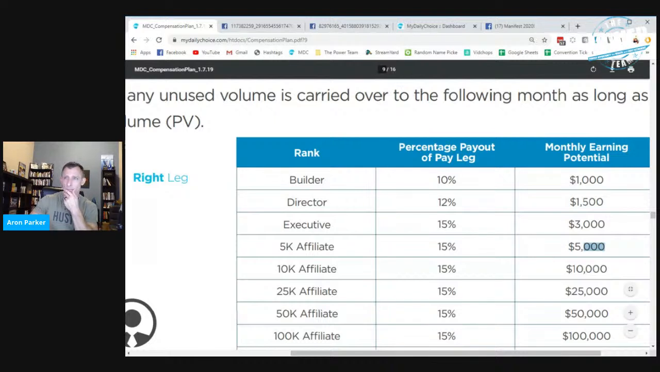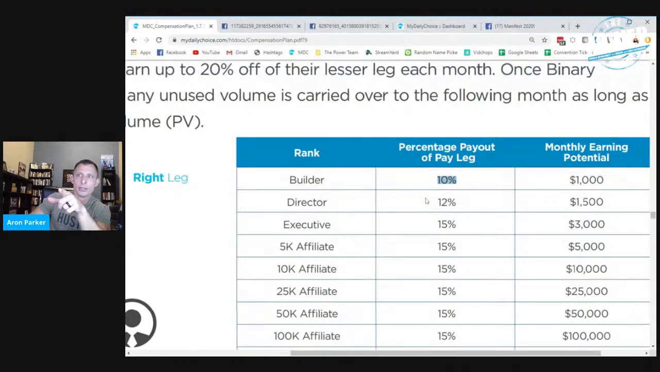Now, but look at this. You guys see this? The builder's only getting 10%. You don't want to be a builder. Director's only getting 12%. Look at this, guys. The executives get paid the same percentage as all these top ranks. You guys seeing this? So this is yet again another reason why you want to make sure you are executive. Get to executive right away so you're not missing out on commission.